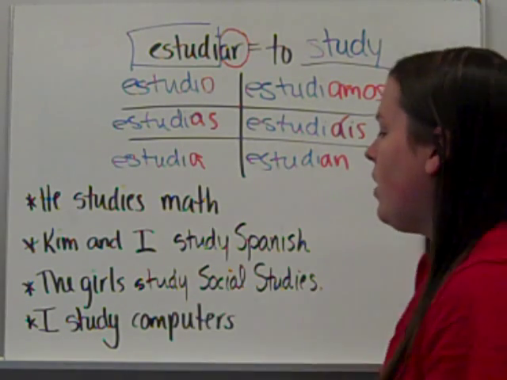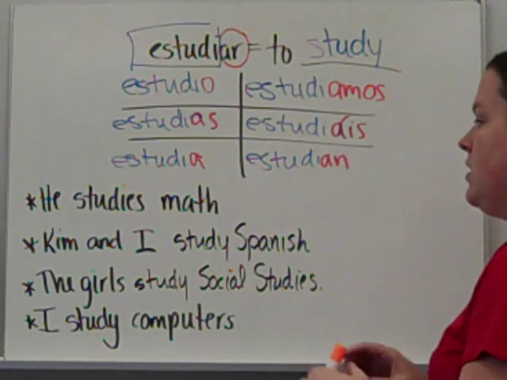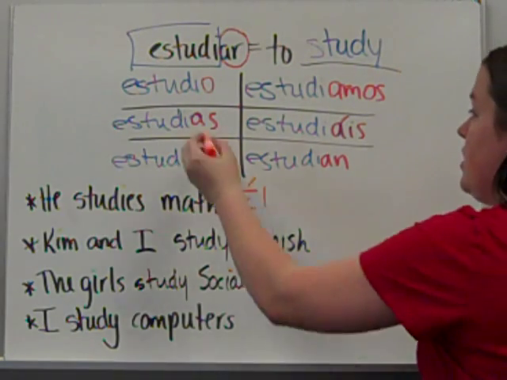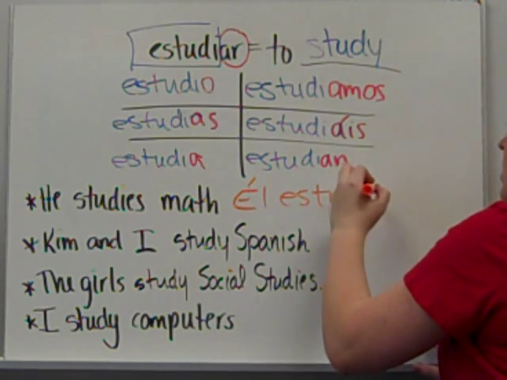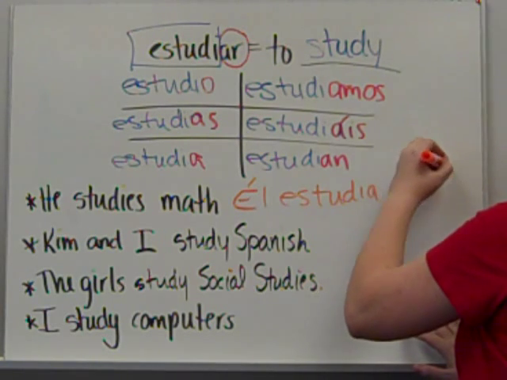Alright, so moving right along and actually translating these. Give these a shot before I give you the answers, please. I'm going to get a different marker color for this. Let's try this one. Alright, he studies. Él with the accent. He studies this one, so estudia matemáticas.